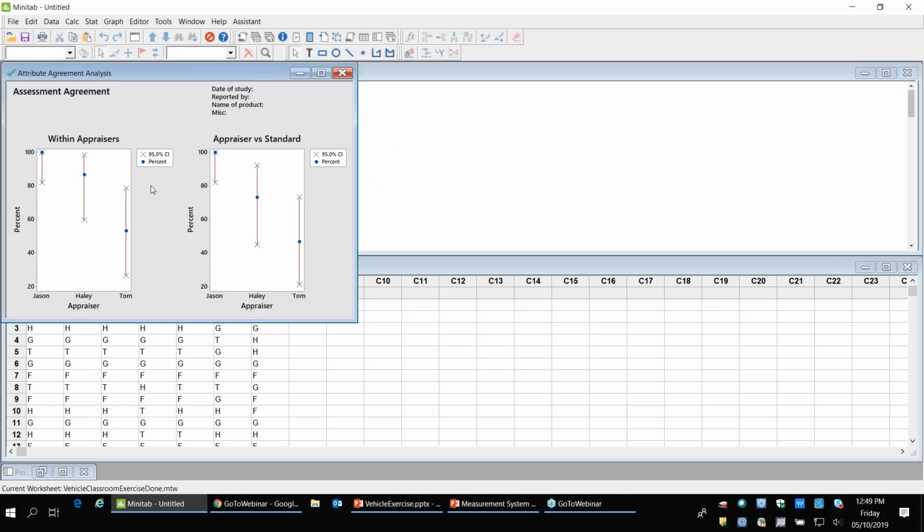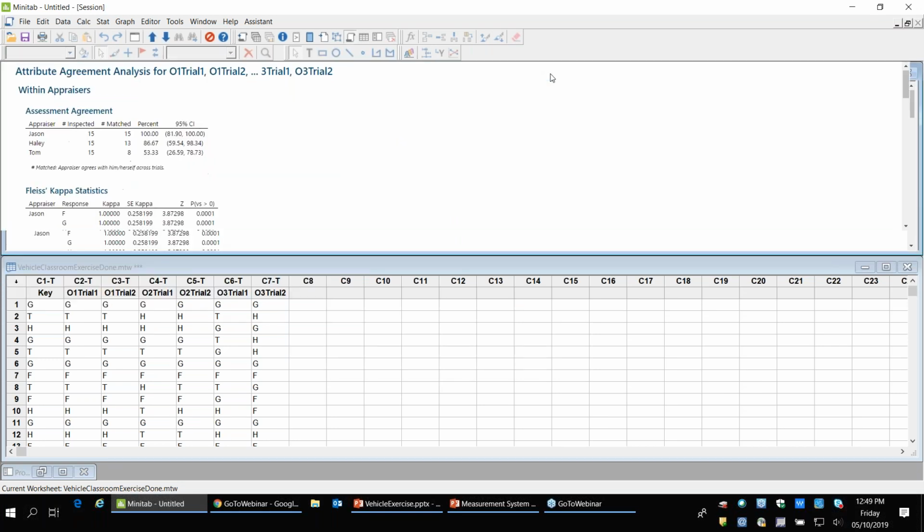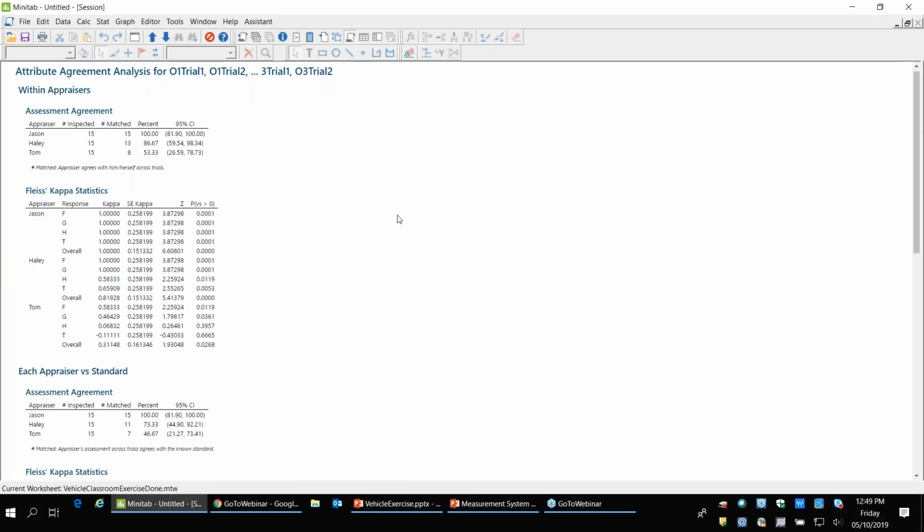Okay, this is the useless graph that Minitab gives us when I go in that way. So I'm just going to close that out. We're going to take a look at the session window. So here in the assessment window, we're going to take a look at within first. So this is the within. How well did they match themselves? So again, this doesn't matter whether they gave the right answer, just that they were consistent from one time they saw the same vehicle to the other.